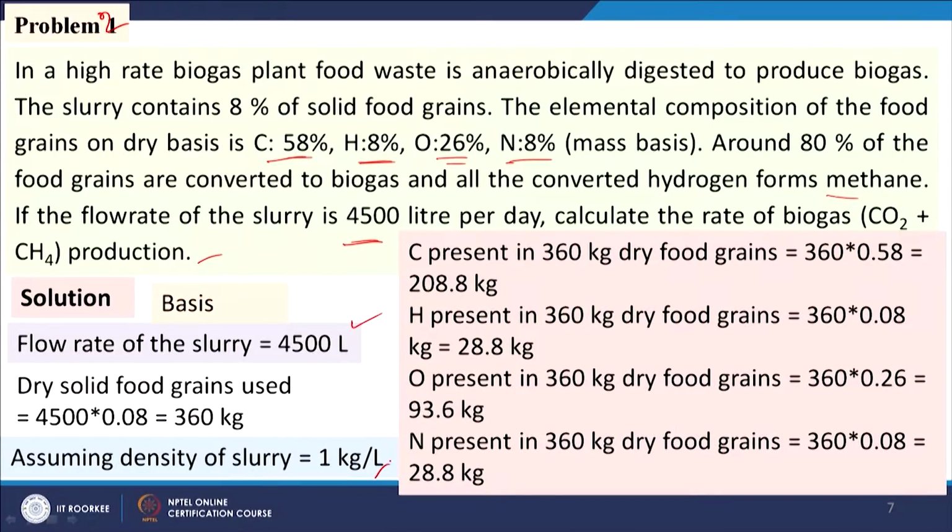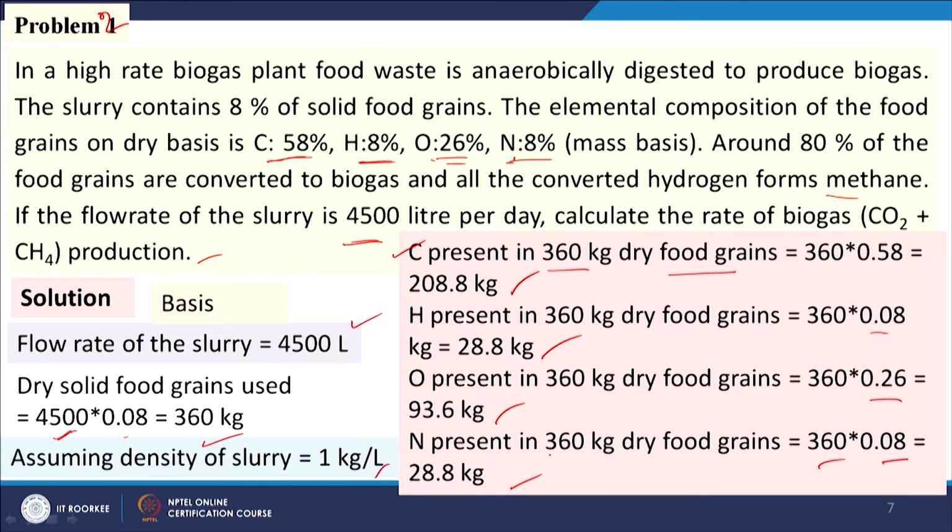If we assume the density as 1, then 4500 kg will be the mass of this slurry. So, 8% is solid, so 0.08 into 4500, that is 360 kg is our organic load, the organic solids in it. Then the carbon, hydrogen, oxygen, nitrogen percentages are given. So, the carbon present in 360 kg dry food grains is 360 into 0.58, that is equal to 208.8 kg. Hydrogen is 360 into 0.08, that is 28.8 kg, and oxygen is 360 into 0.26, that is 93.6 kg. Similarly, for nitrogen, 360 into 0.08, so 28.8 kg.